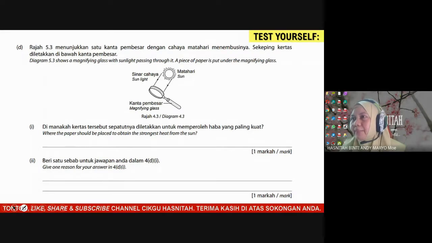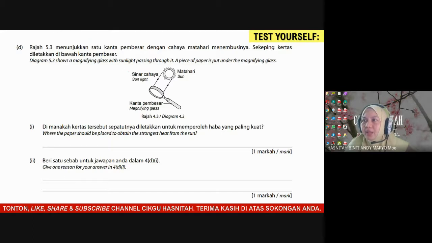They give you diagram 4.3. It shows a magnifying glass with sunlight passing through it. A piece of paper is put under the magnifying glass. So the question is where the paper should be placed to obtain the strongest heat from the sun. Any idea? This is an application question. Where should the paper be placed to obtain the strongest heat from the sun?